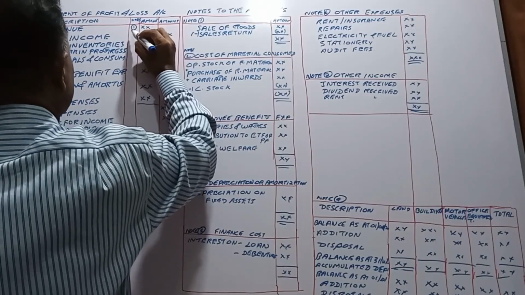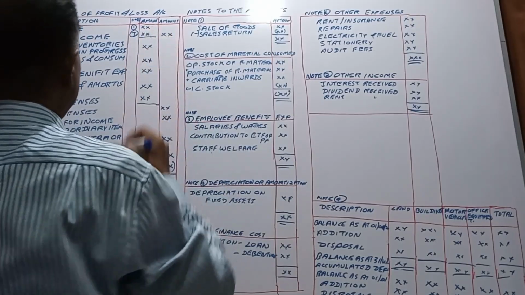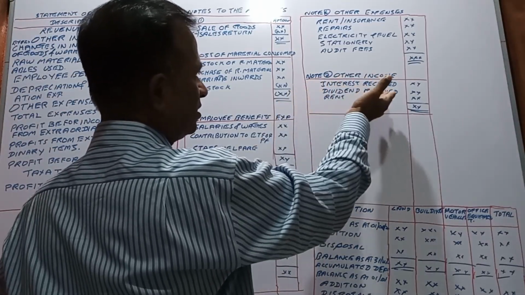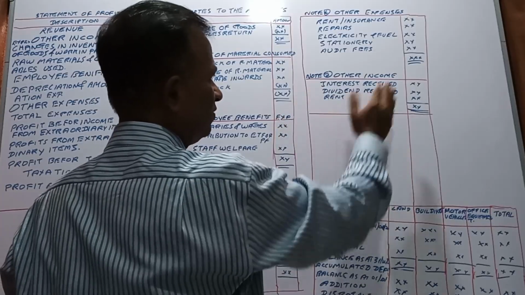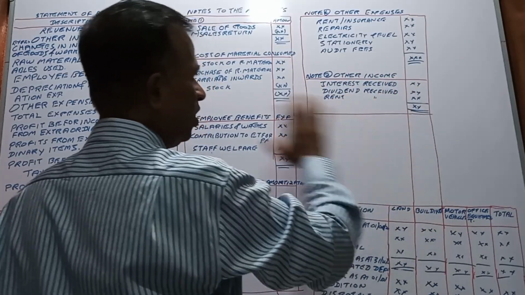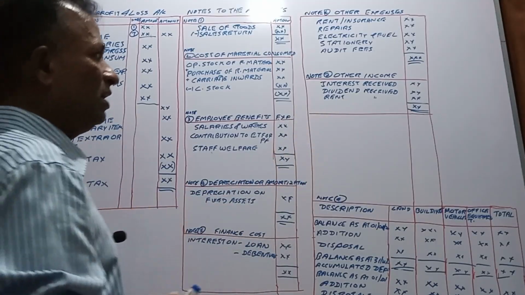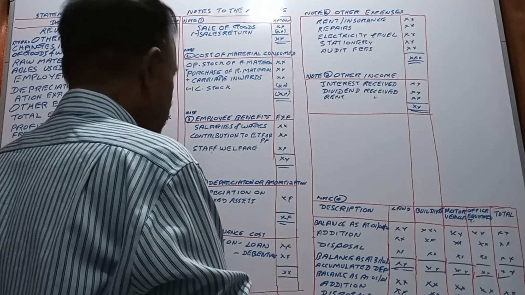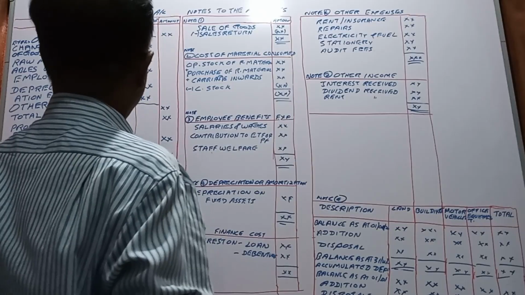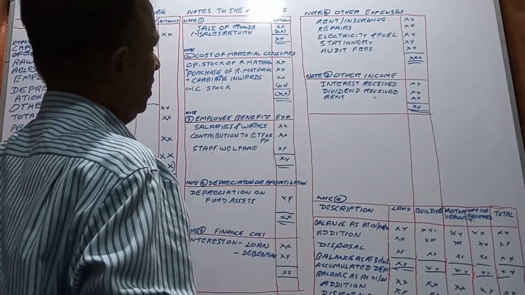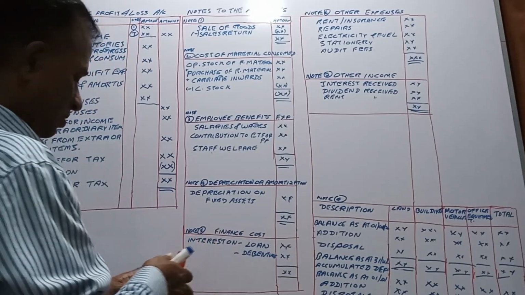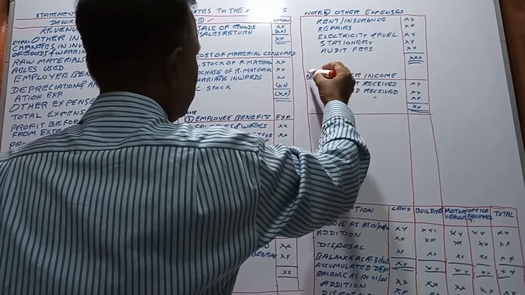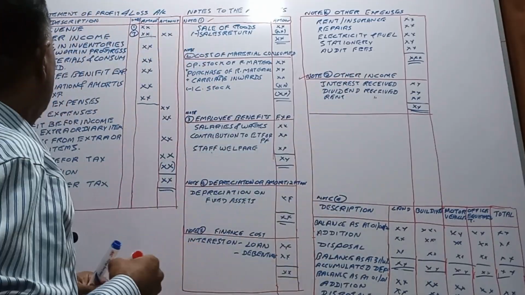Then note number 7. If you want to see what the other incomes are, you can see in the notes: how much interest you have received, how much dividend received, how much rent received. You have to go in and see all these things. That is the detail provider, the notes to the accounts. So notes to the accounts number 1 is over, and number 7 is also over.